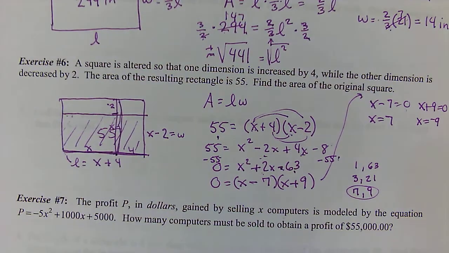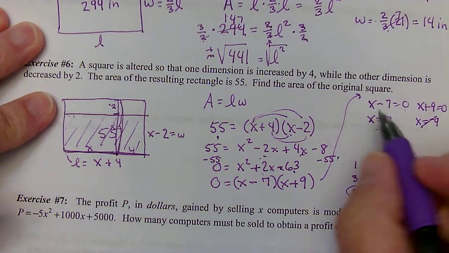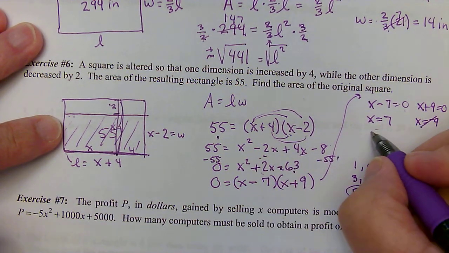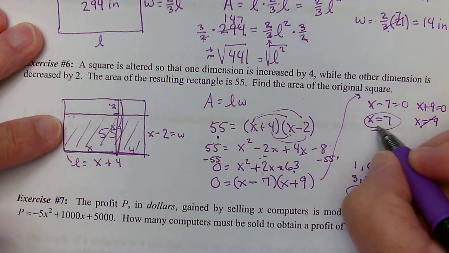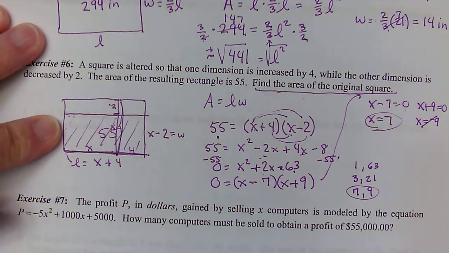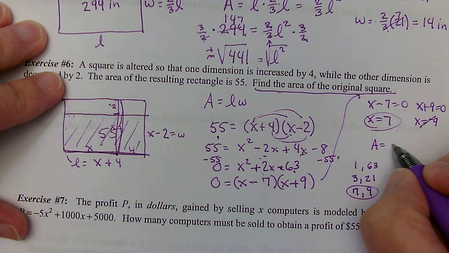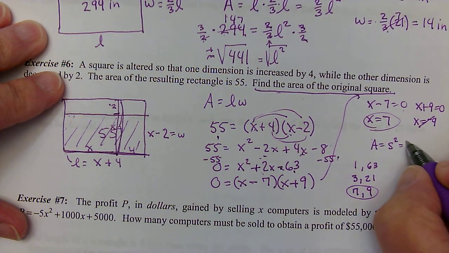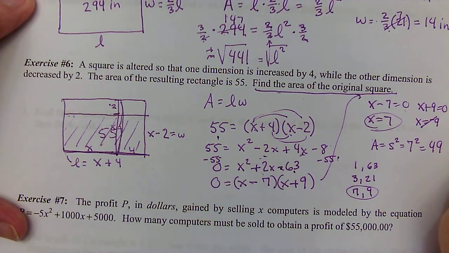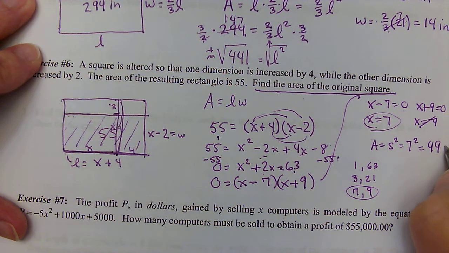Well, x was a length, and it can't be negative, so we throw that answer out, and the length of the original side of the square was 7. But the problem asks us to find the area of the original square. Well, the area of a square is the length of its side squared. So that would be 7 squared, which is 49, and this would be square units because they didn't tell you whether they were inches or whatever.